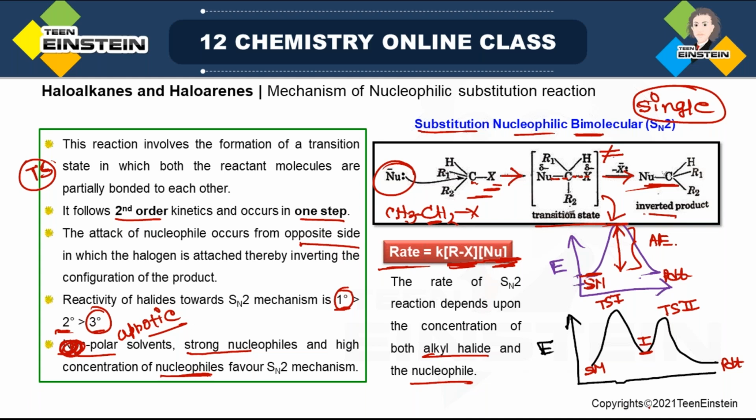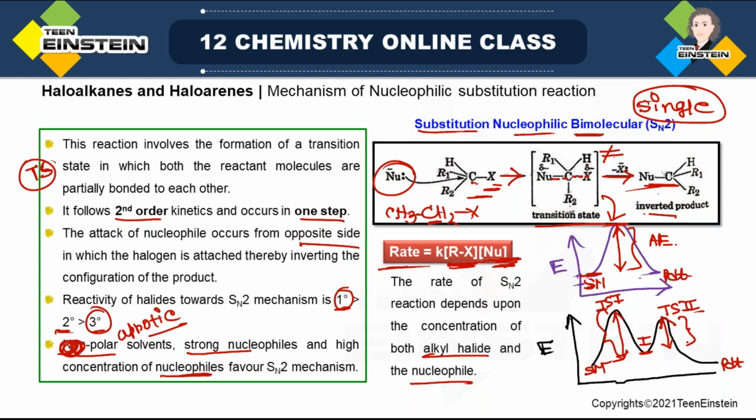So see, intermediate is having higher energy compared to starting material and product, but it is obviously lower in energy when you are comparing with TS1 or TS2. Now this is the activation energy for the first step, the energy difference between starting material and transition state 1. And this is the activation energy for the second step, which is the energy difference between intermediate and transition state 2. Now see, this energy gap is high and this energy gap is comparatively low.